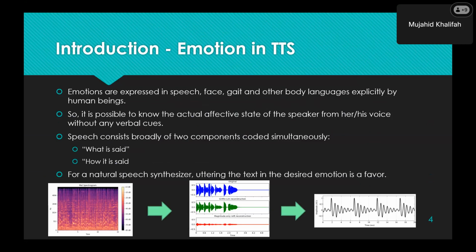Speech consists broadly of two components encoded simultaneously: what is said and how it is said. So for a natural speech synthesizer, uttering the text in the desired emotion is a favor.